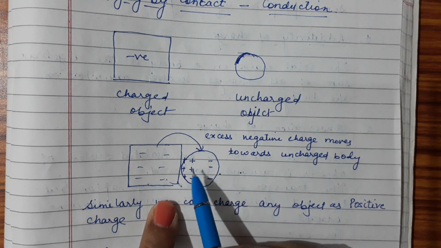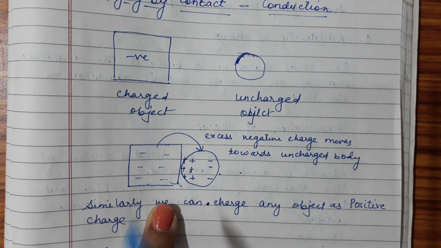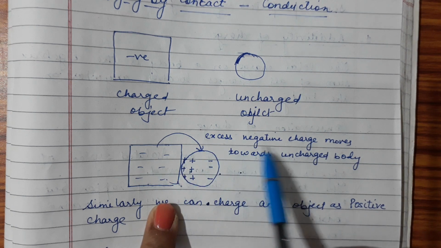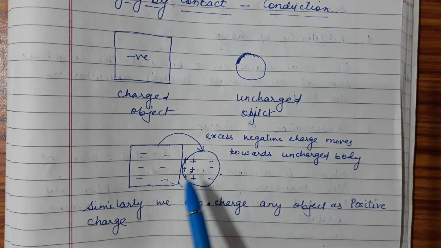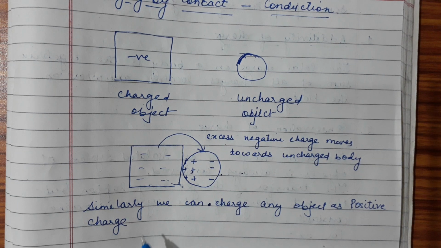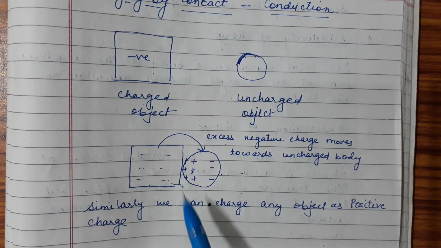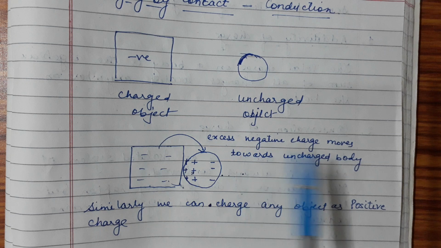Now the positive charge of the uncharged object attracts the negative charge of the charged object, and due to this attraction, the excess negative charge moves towards the uncharged body. So this object also gets negatively charged. Similarly, we can also charge any object with positive charge. In this case, we have to take the charged object as positive and one uncharged object.